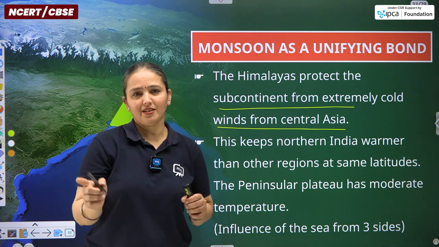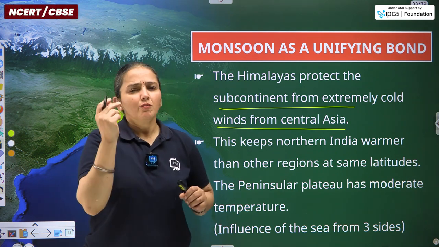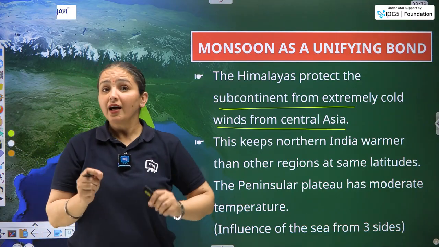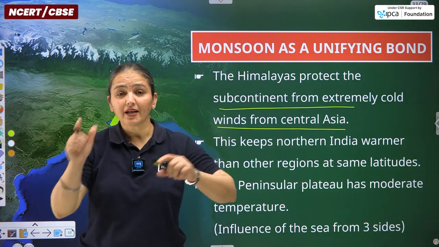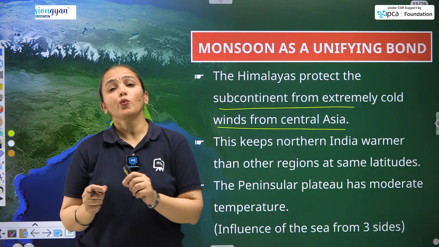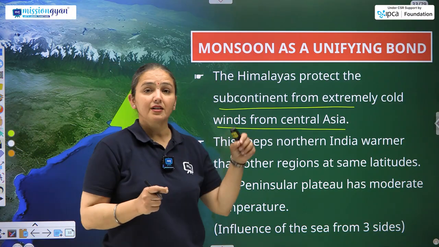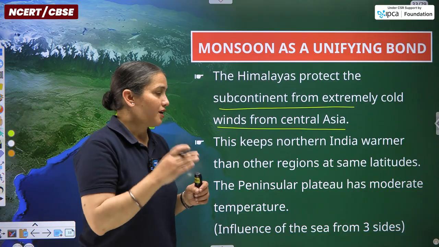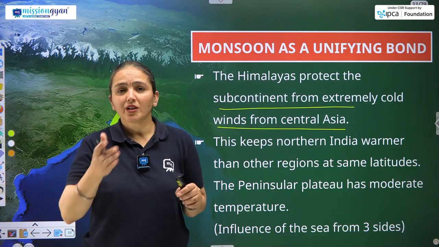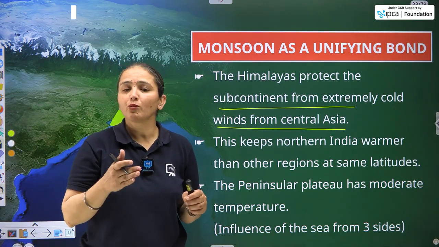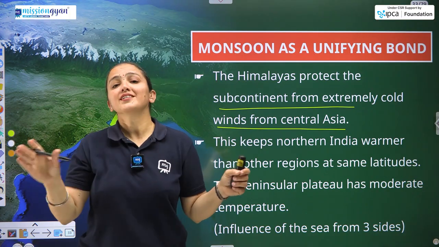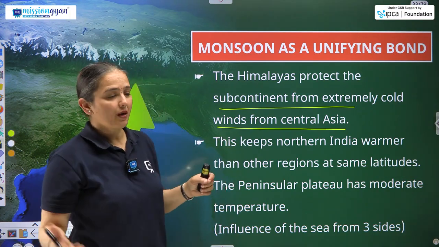I have already discussed with you, in more than one or two classes, that the Himalayas play the role of a barrier that doesn't allow the cold winds coming from Central Asia to enter the Indian mainland. Otherwise, India might not have these variations of the season. India would have just the simple winter season for the majority of the year.